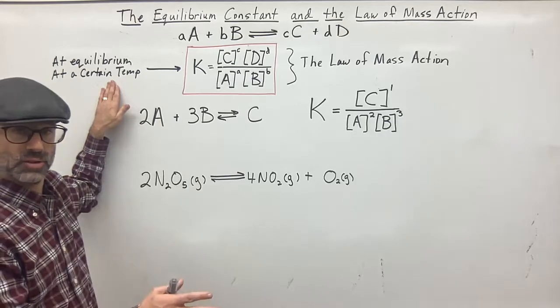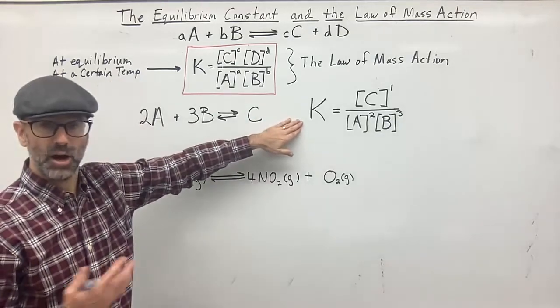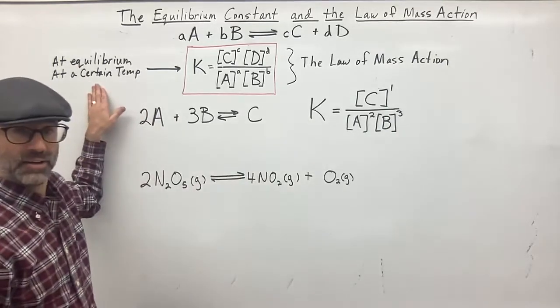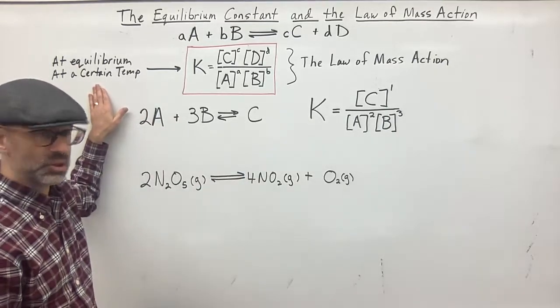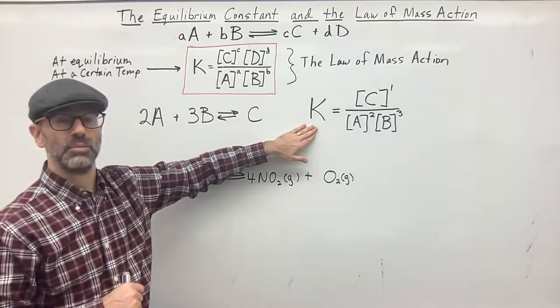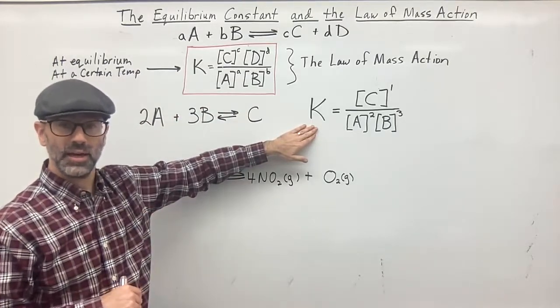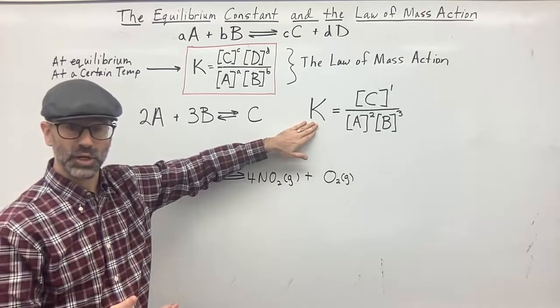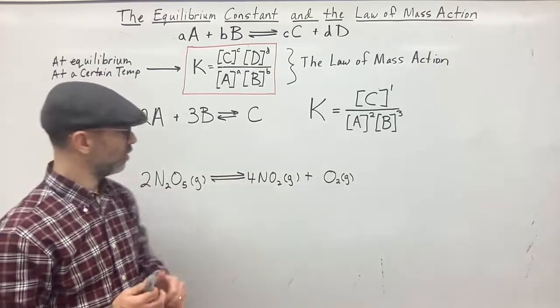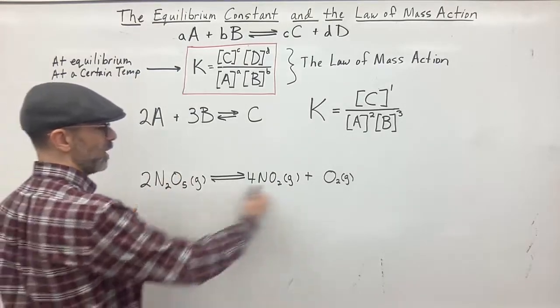So in order to have this constant, our reaction is at equilibrium. And it's got to be at a certain temperature. If you change the temperature, then the constant is going to change. So as long as we keep the temperature the same, then this K value, whatever it is, will always be the same at equilibrium. Okay, so what about this reaction here?